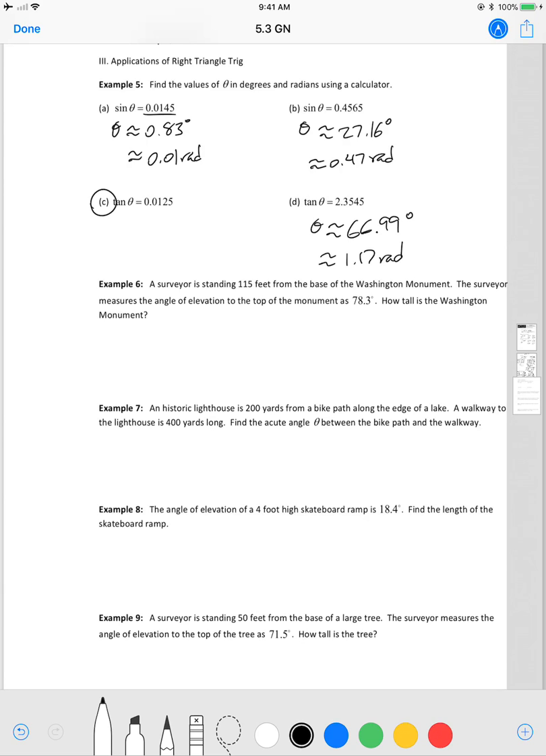And I promise you hear word problems, you're probably freaking out. It's not that bad. It is not that bad. A surveyor is standing 115 feet from the base of the Washington Monument. The surveyor measures the angle of elevation to the top of the monument as 78.3 degrees. How tall is the Washington Monument? Okay, so for these word problems, there's two things we need to say beforehand.